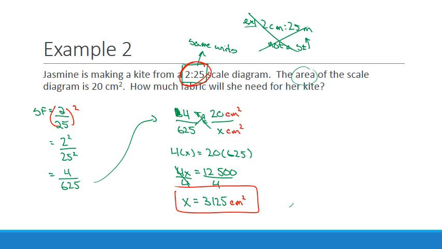So there we go again. And this is all based off that chart: if you know the scale factor, the way their areas relate to each other is you simply square it, all right? So that's example 2. Let's look at example 3.